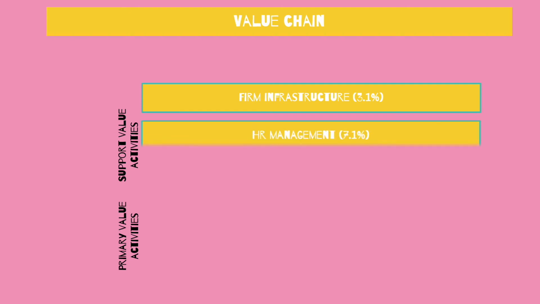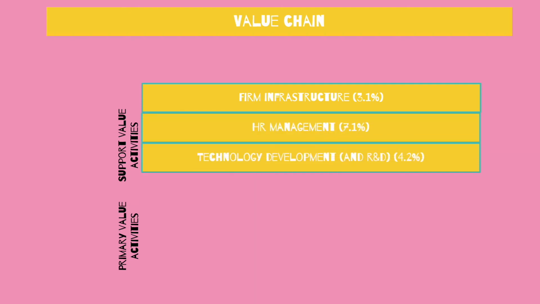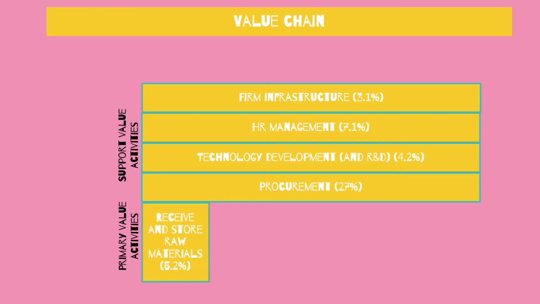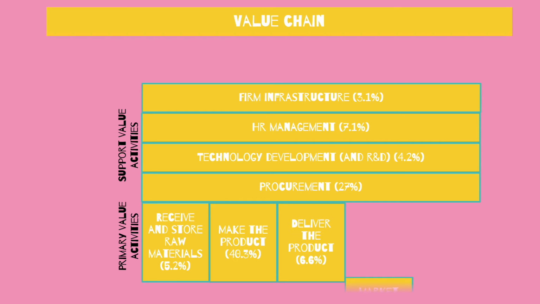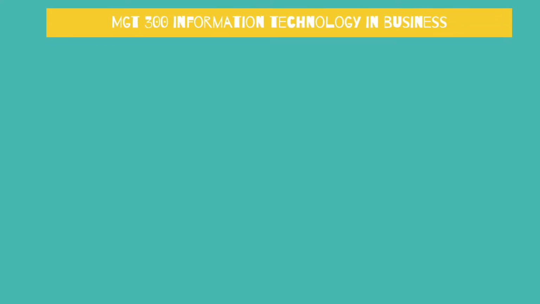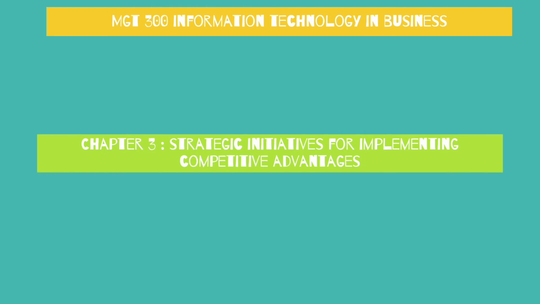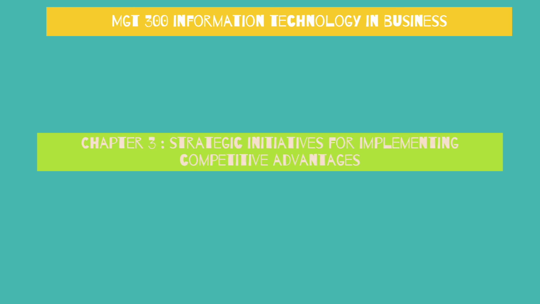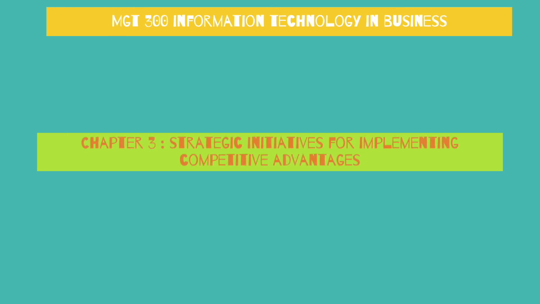A business process is a standardized set of activities that accomplish a specific task, such as processing a customer's order. To evaluate the effectiveness of its business processes, an organization can use Michael Porter's value chain approach. Let's move on to our next chapter, which is Chapter 3, Strategic Initiatives for Implementing Competitive Advantages.